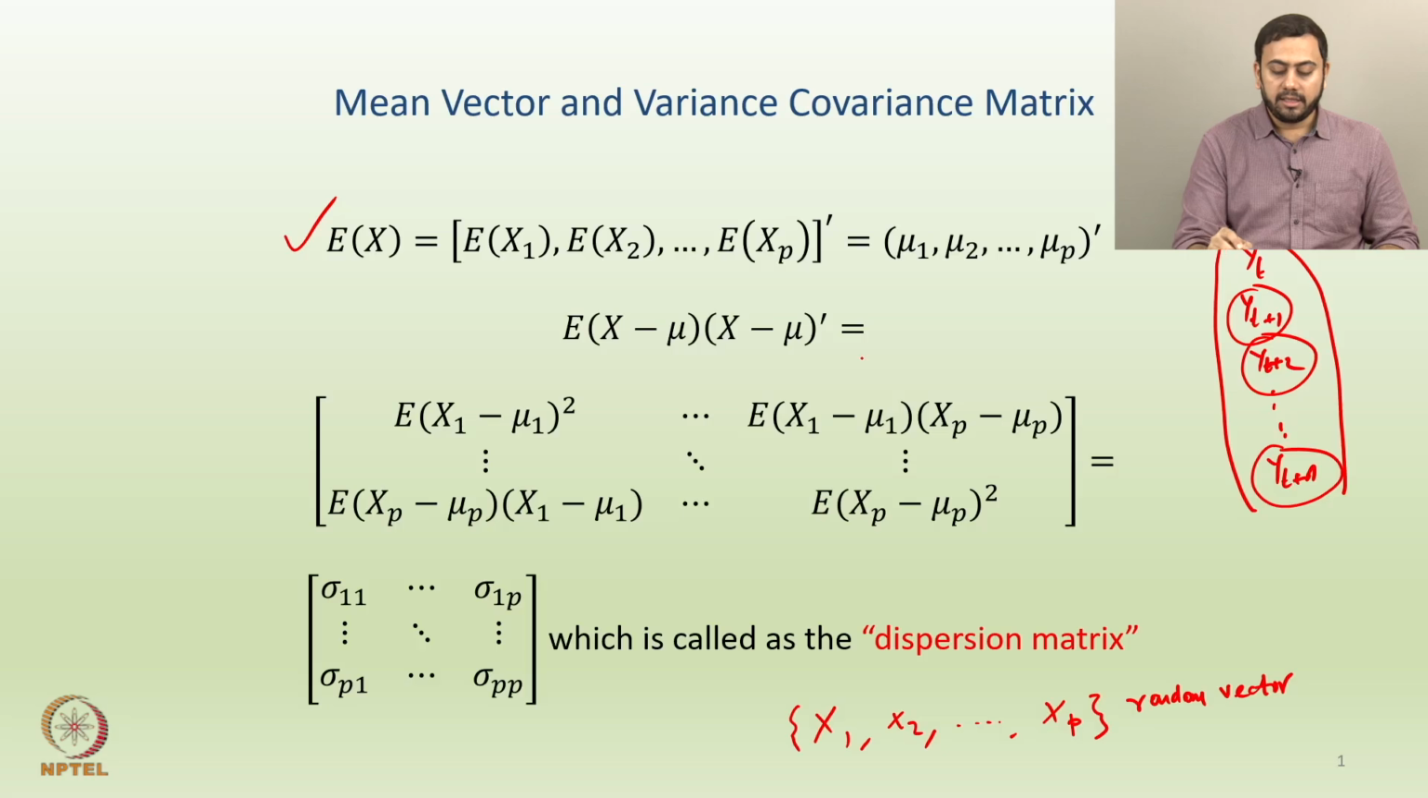And then the second thing is, what would this be? So let's say x minus mu, and then x minus mu transpose, and then the expectation of that, right? So expectation of x minus mu into x minus mu transpose. Okay. By the way, what is mu here? So, mu is nothing but this entire vector of means. So, this could be denoted by the vector mu, right.